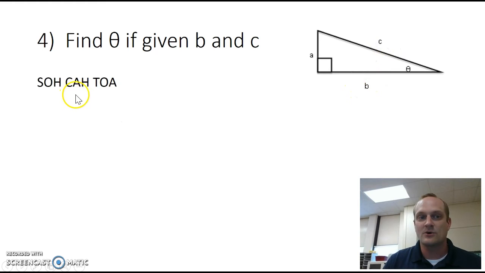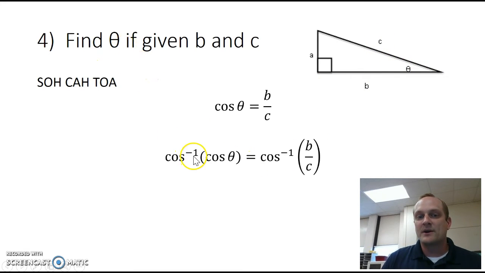So I look at SOHCAHTOA again. Now I'm dealing with the adjacent side and the hypotenuse. So this is going to be my cosine function. Cosine of theta is the adjacent side over the hypotenuse. Now I'm solving for theta, right? So what I'm going to do is the cosine inverse function to both sides of the equation. Whatever you do to one side, you have to do to the other. Cosine inverse times cosine cancel.